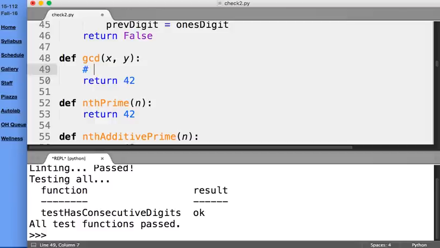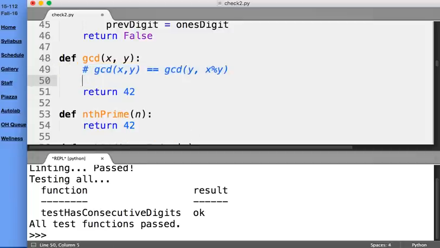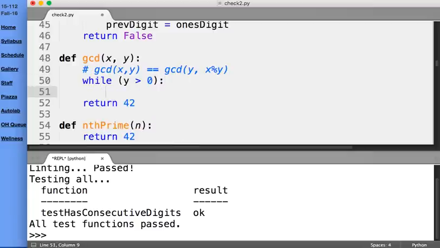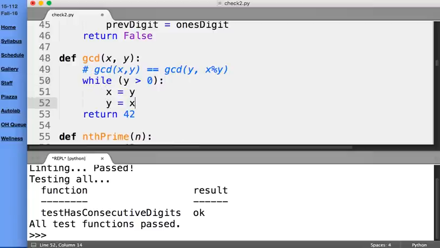So we go here, let's put a comment. I took this straight from the write-up. GCD of x, y is GCD of y and x mod y. Excellent, so let's do it. So what we have to do is we have to keep applying this rule until y is 0. So long as y is not 0, what we're going to do is we would say x equals y and y equals x mod y. And when we're done, y is 0 and x is the answer. This looks great, but it's not going to work.